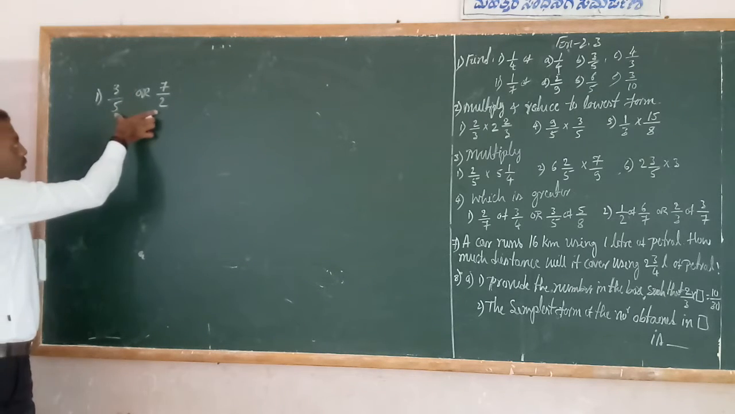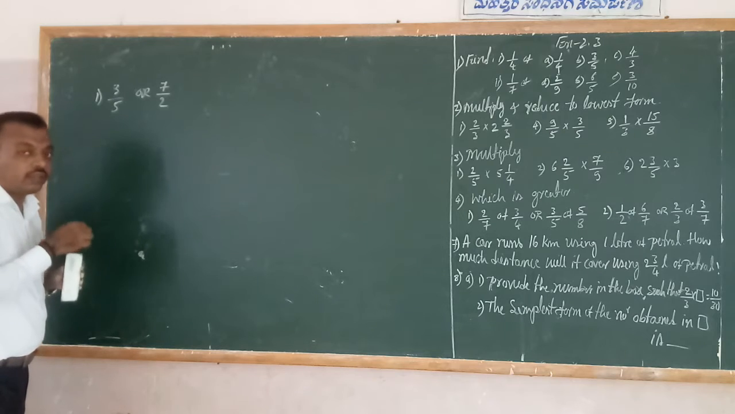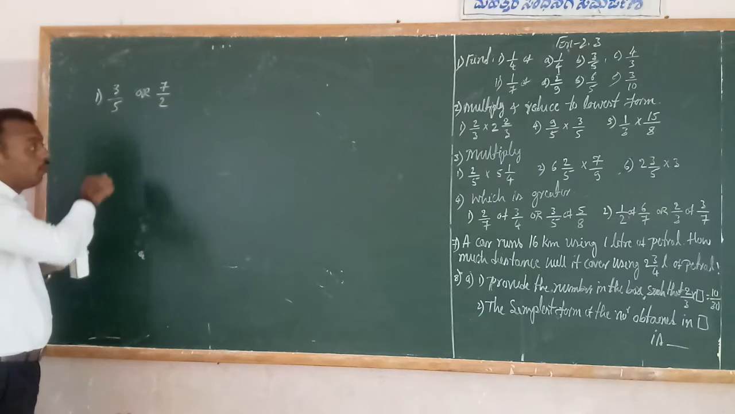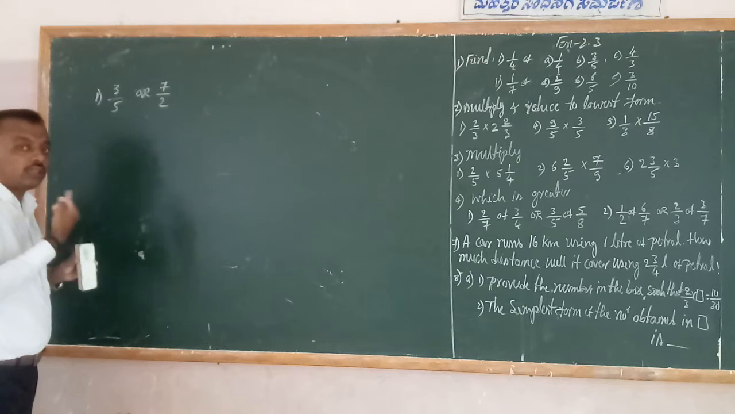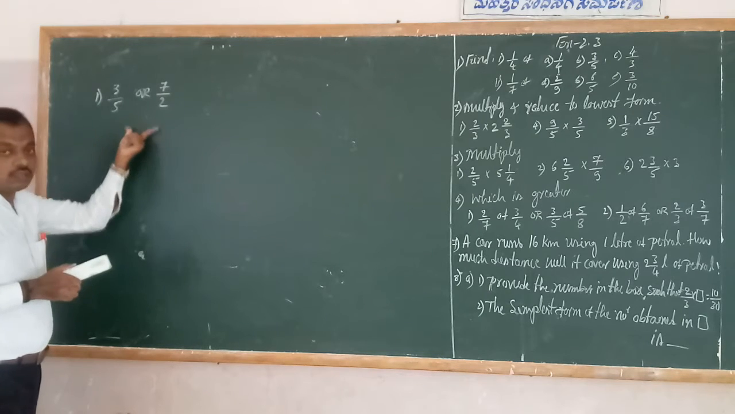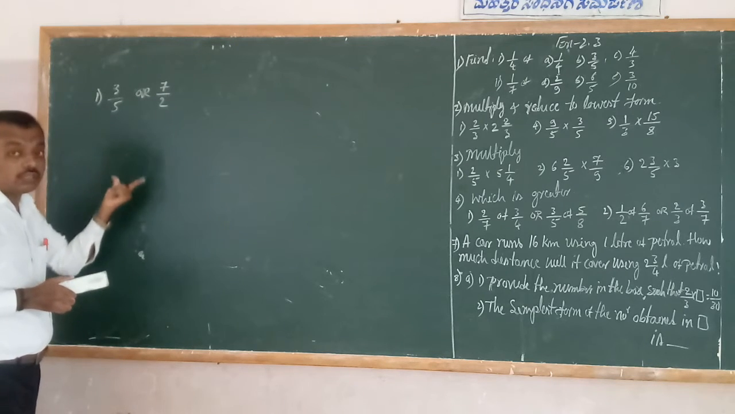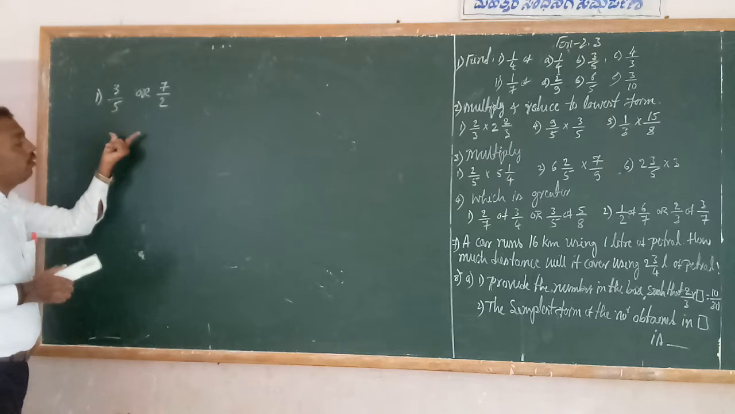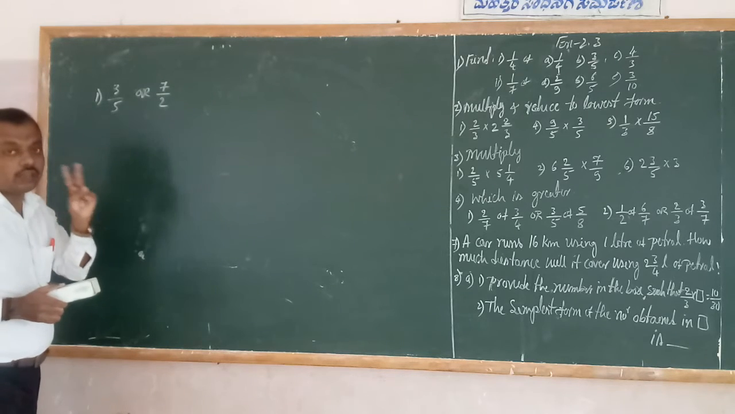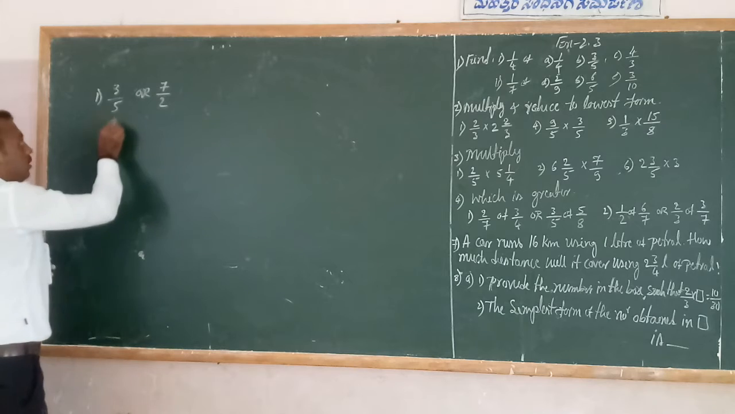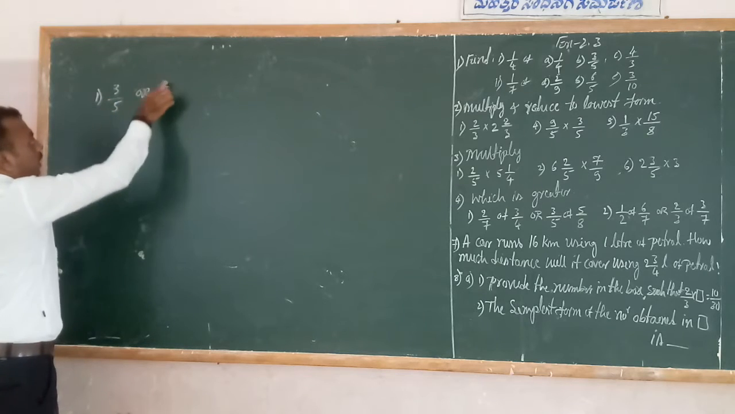When there are two fractions, we can easily find out which is smaller and which is greater. But if three or more are given, you don't use this method. You don't use this trick. You use this trick only when two fractions are given. See, 3 by 5 and 7 by 2 are there.